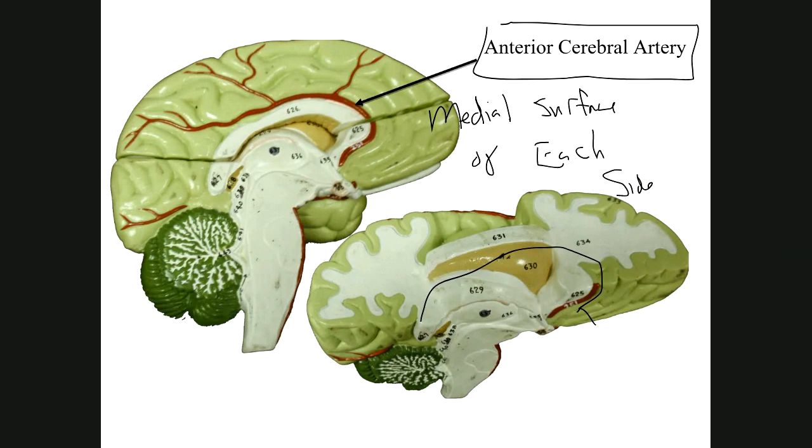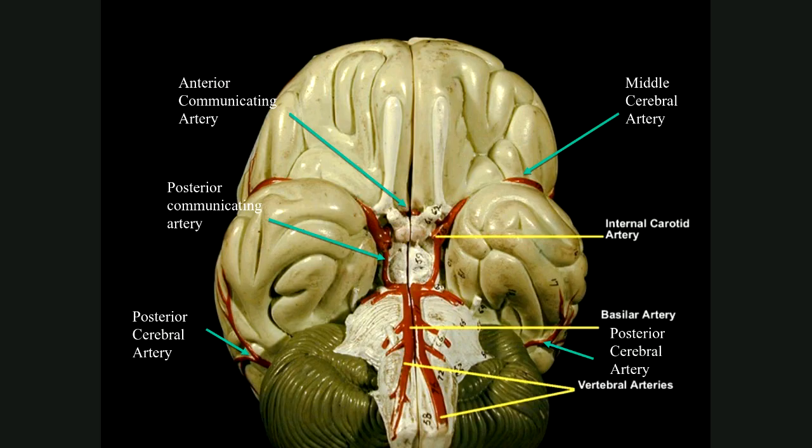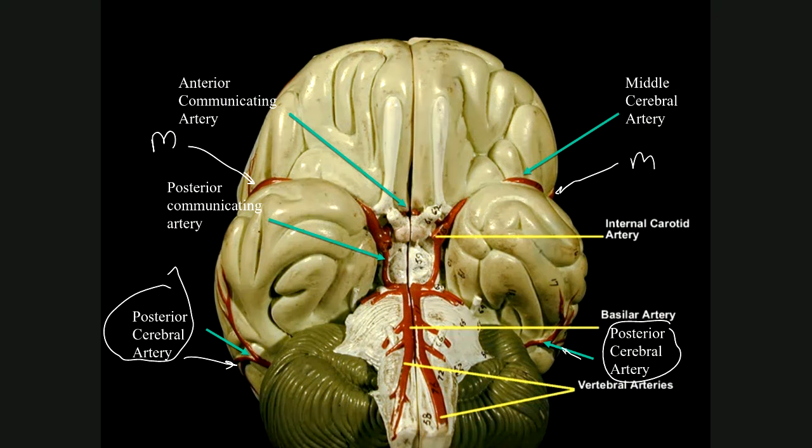But there's also one on the outside. You can see a little bit of it right there. That is this one. This is the middle cerebral artery, right there, right there. The middle cerebral artery. And there's also one back here on the back side that runs on the surface. That's the posterior cerebral artery. Posterior cerebral artery. So those are the arteries of the brain.